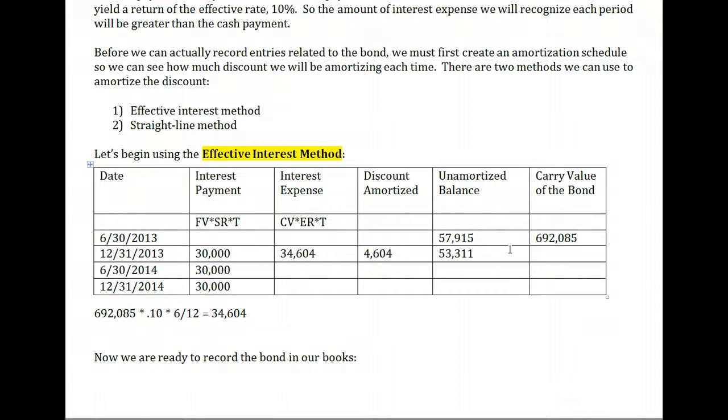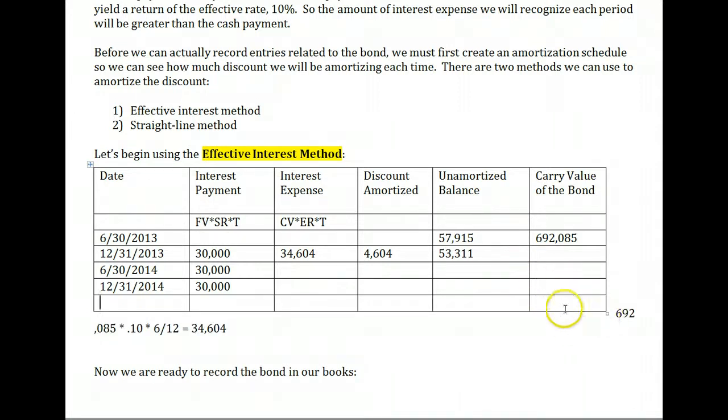Now let's talk about the carrying value of the bond. This column will actually flip. Since this is a discount, the carrying value of the bond must go up. The reason being, at the end of the bond's life, and let me just add a column here, we must actually end up having a value here of $750,000. A bond's carrying value must equal its face value at the end of its life.